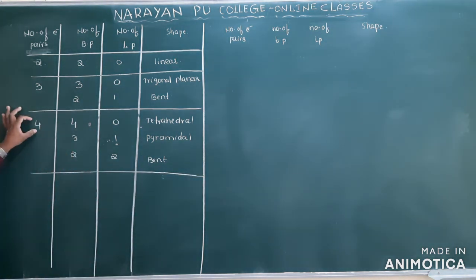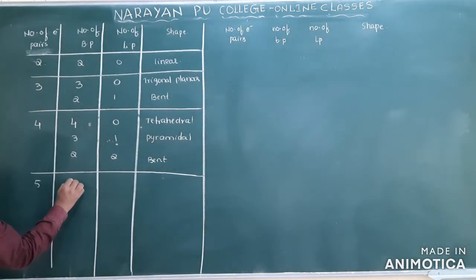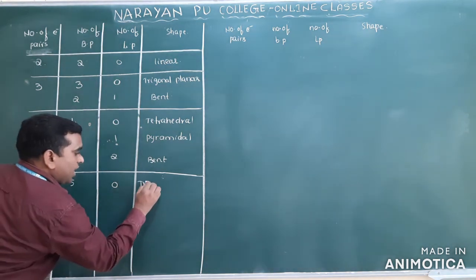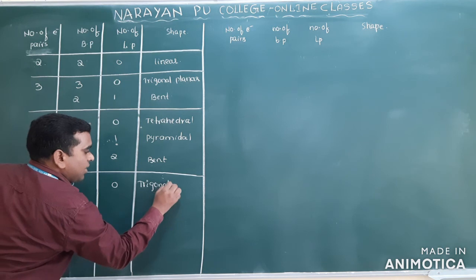If there are totally 4, these are the possibilities I am writing. And if it is 5, then what is it over here? And there are only bond pairs. Then what is the shape of the molecule? Trigonal bipyramidal. What is it over here?